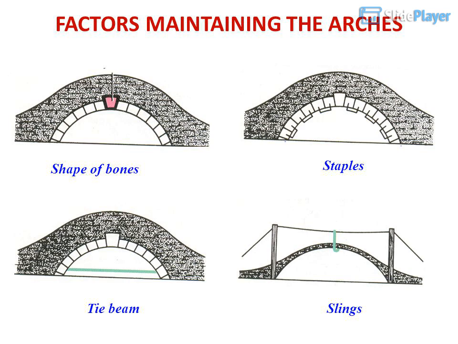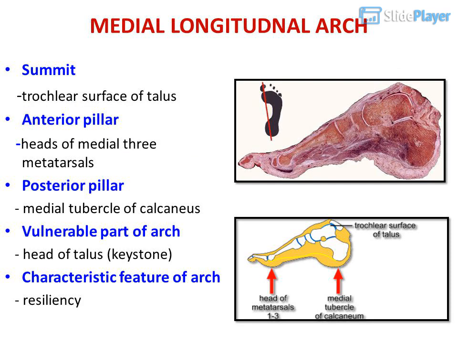Factors maintaining the arches: shape of bones, staples, tie beam, slings. Medial longitudinal arch. Summit: trochlear surface of talus. Anterior pillar: heads of medial 3 metatarsals. Posterior pillar: medial tubercle of calcaneus. Vulnerable part of arch: head of talus, the keystone. Characteristic feature of arch: resiliency.